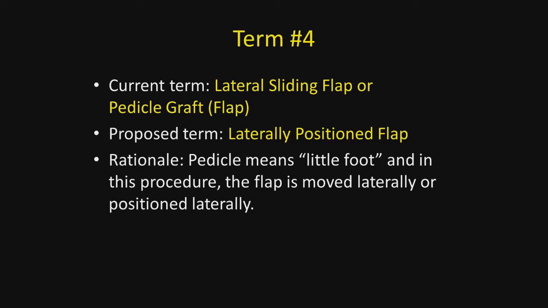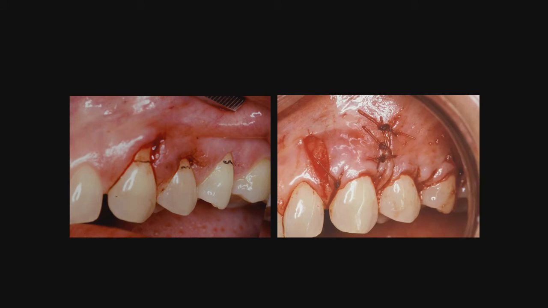Pedicle means little foot. That means that you're stepping the tissue in some different direction. In this, you're stepping the tissue laterally. In the coronally positioned flap, you are stepping it incisally. So let's be more accurate in talking in terms of the laterally positioned flap. So let's look at this. Here we see a laterally positioned flap done on the canine and a coronally positioned flap done on the premolars. So we can combine these to get the aesthetic result that we want.